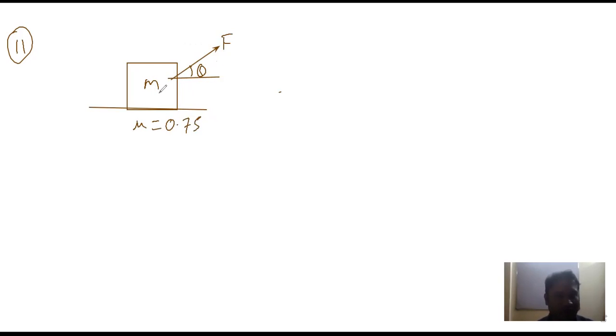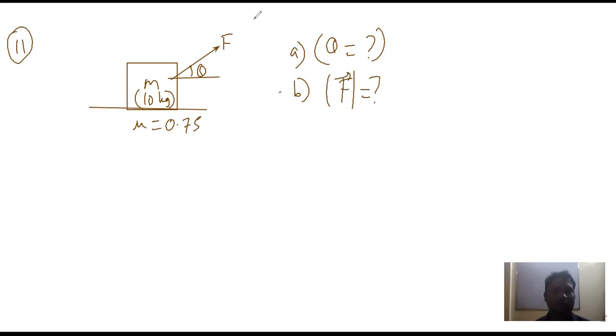The mass of the block is 10 kg. It is to be pulled on a horizontal rough surface with minimum force. We have to find the value of theta. At what angle theta should the block be pulled in part A of the question? What is the magnitude of applied force? That is the next question. So we have to find the value of F and the angle theta.